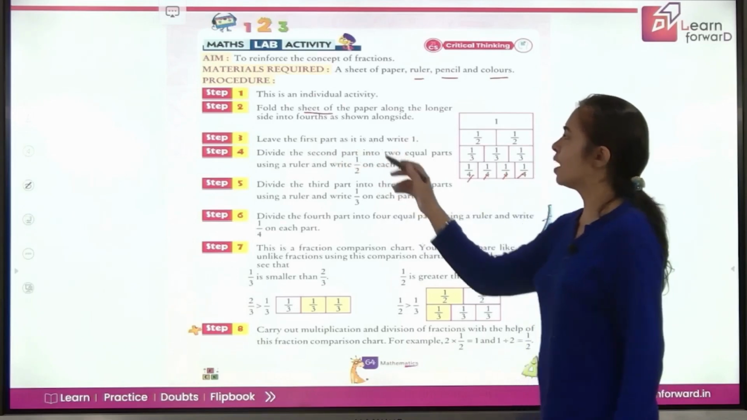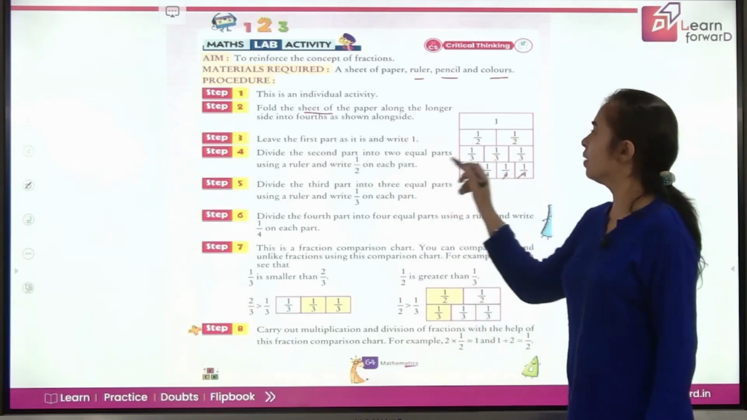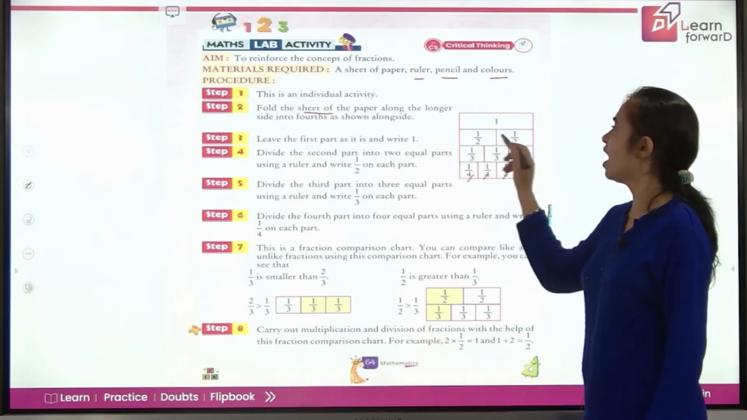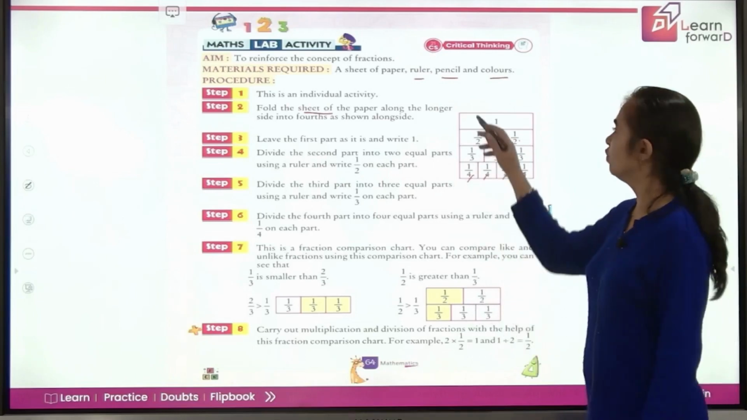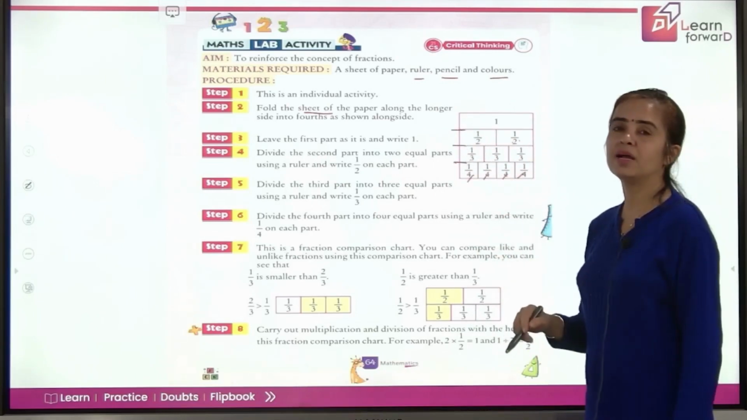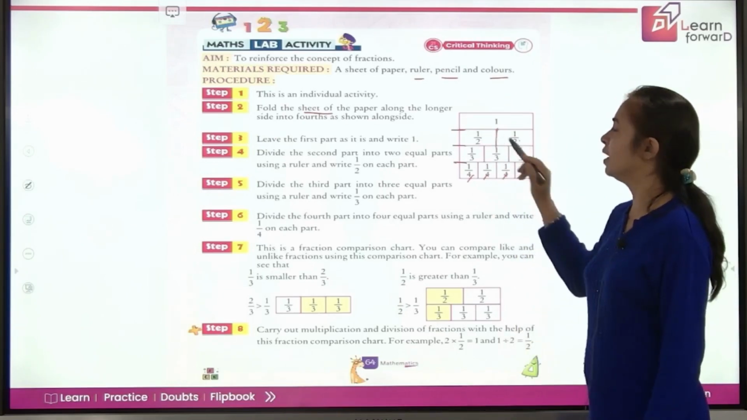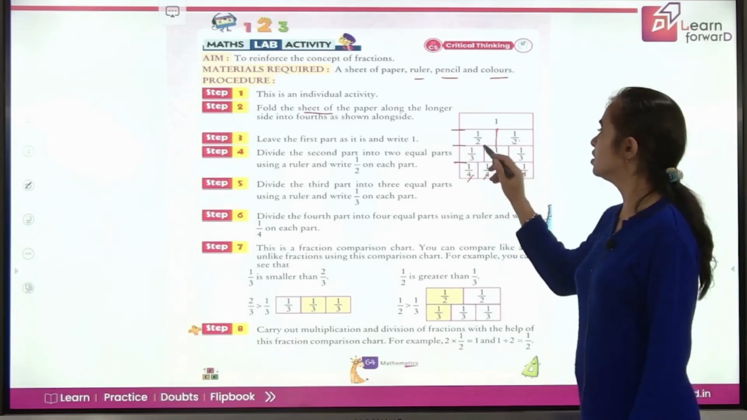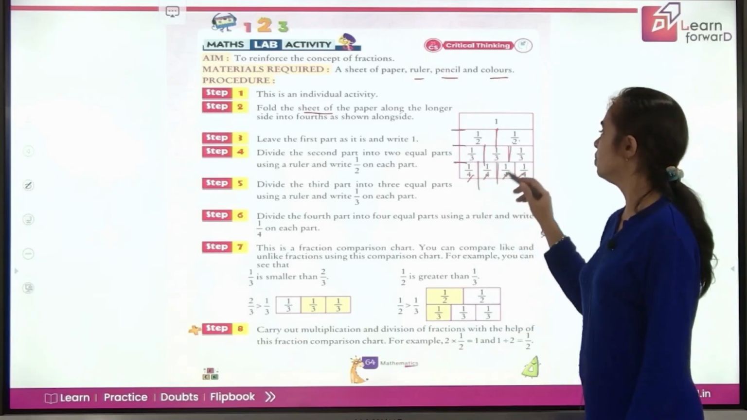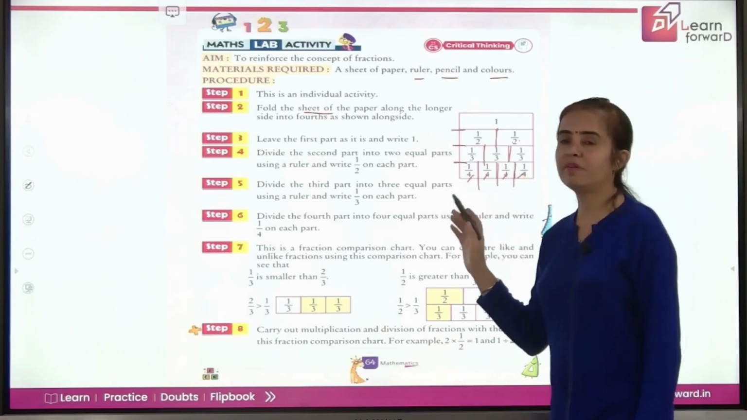Leave the first part as it is and write 1 on it. Divide the second part into 2 equal parts using a ruler and write half on that. So all of you have this sheet. We have divided it into 4 equal parts. First part is as it is. In the second part, you will make 2 parts. For the third strip, you will be making 3 equal parts. And for the fourth strip, you will be making 4 equal parts. Right? This is how you will be dividing your sheet.